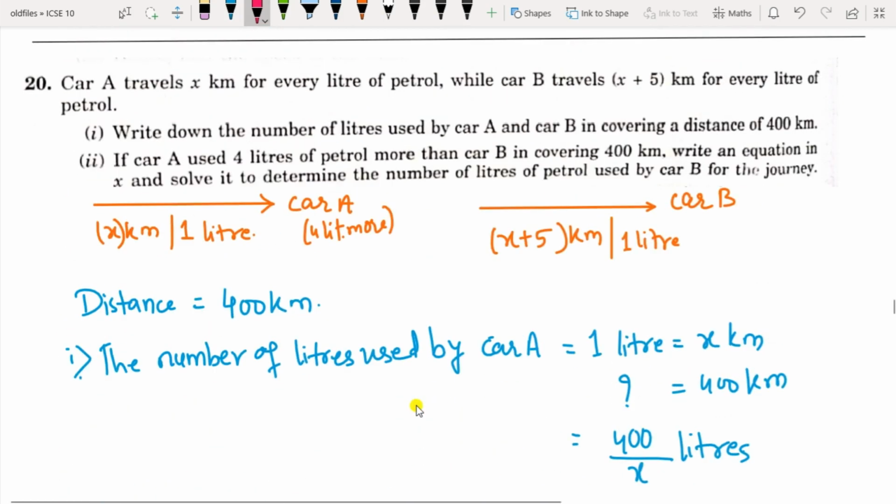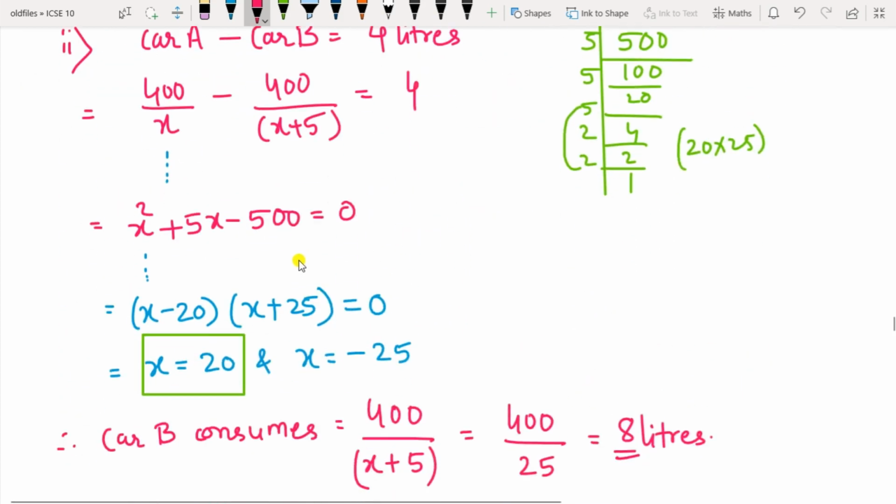Okay, why? Because they are saying that car A used 4 liters of petrol more than car B, so it will be car A minus car B. Now this is the quadratic equation. You get the factors here, x minus 20 and x plus 25.